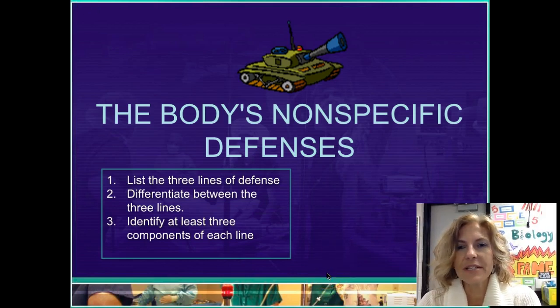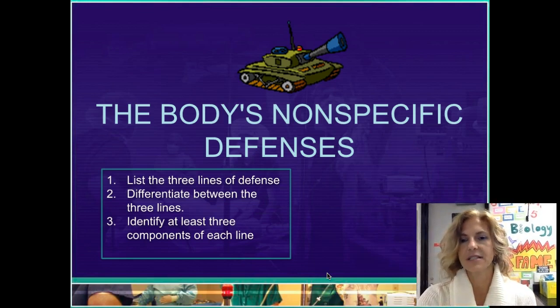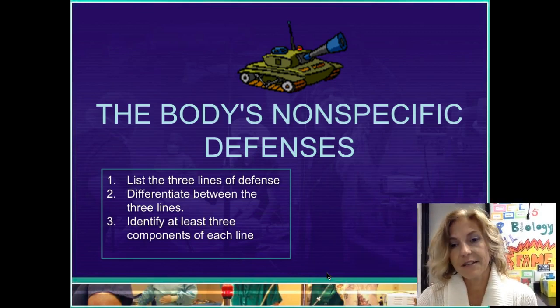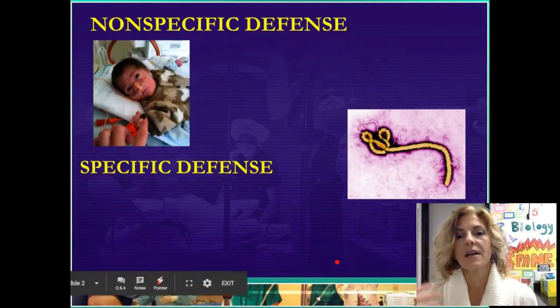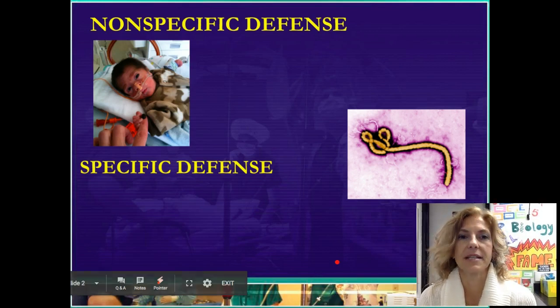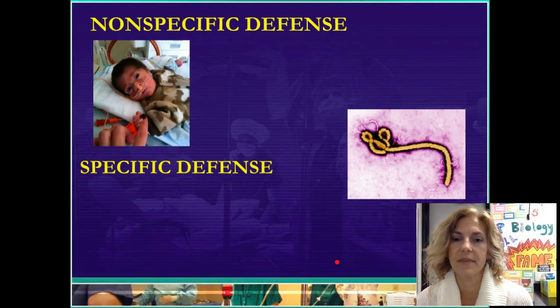So today we're going to spend a lot of time talking about the non-specific defenses. We have specific and non-specific. So here are our 3 goals. We want to be able to identify the 3 lines of defense that our body uses to keep us healthy. We want to be able to differentiate between those lines and then list a number of examples that would fall under that category. So first of all, just our comparison of non-specific and specific, then we'll spend the rest of the time just talking about the non-specific.